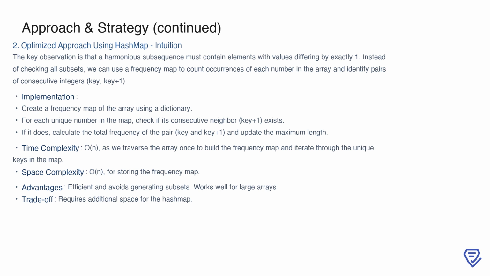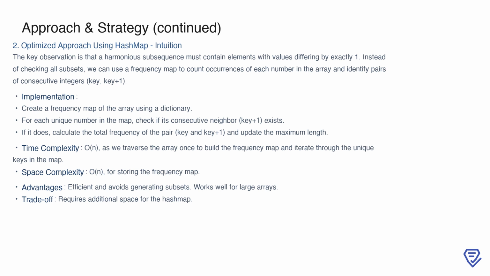Instead of generating all possible subsets, we leverage a frequency map to count how many times each number occurs in the array. With this map, we can focus directly on pairs of consecutive numbers, such as a key and its neighbor, key plus 1. For implementation, we first build the frequency map using a dictionary. Then, for each unique number in the map, we check if its consecutive neighbor exists. If it does, we calculate the total frequency of the pair by summing the counts of the current number and its neighbor. The maximum length of such pairs is updated as we go.